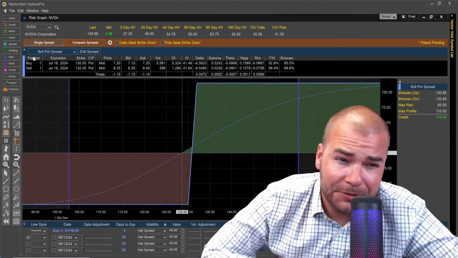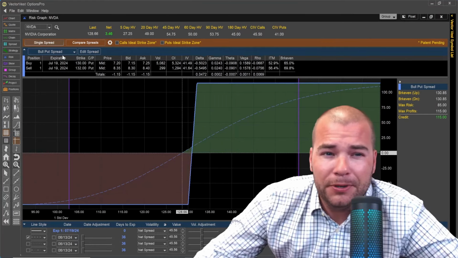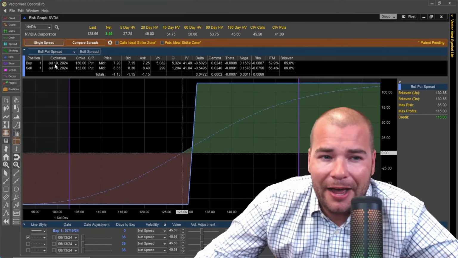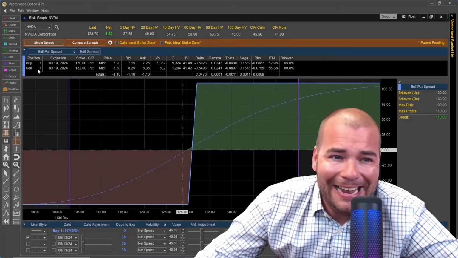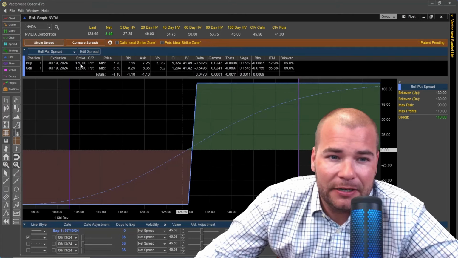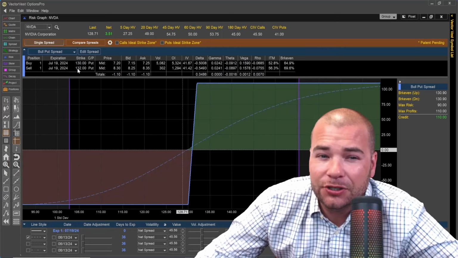For my third option strategy here, we're going to talk spreads. In particular, we're going to do a bull put spread. The one I have up here is the July 19th. Both expirations here, we're going to be buying one put and selling one put to get this. Now, the strike price on the buy is $130, while the sell is $132.